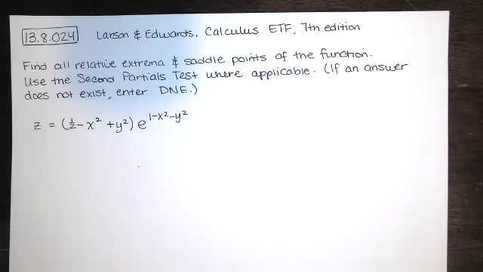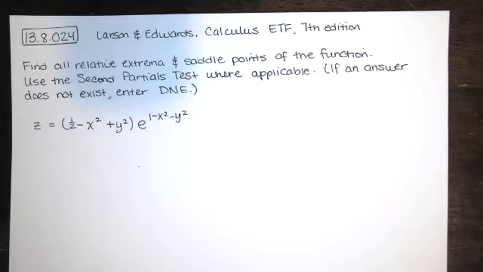In this video, we solve homework problem 13.8.024 from the Larson and Edwards Calculus Early Transcendental Functions 7th edition textbook. This is on the section on optimization. We've got functions of several variables, usually functions of 2 variables in Calculus 3, and we're trying to find relative extrema and saddle points. And we're going to use the second partials test.